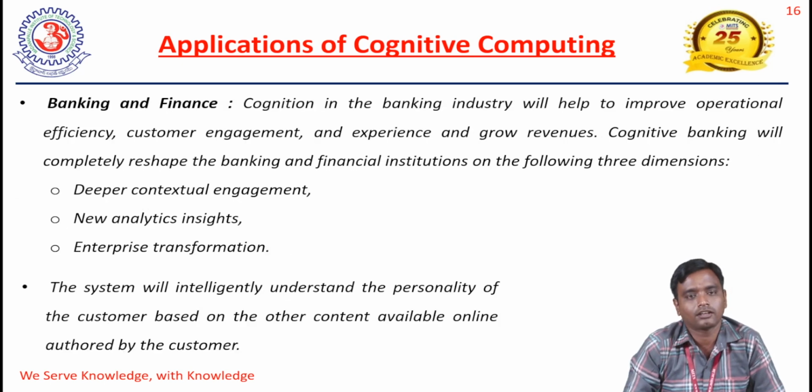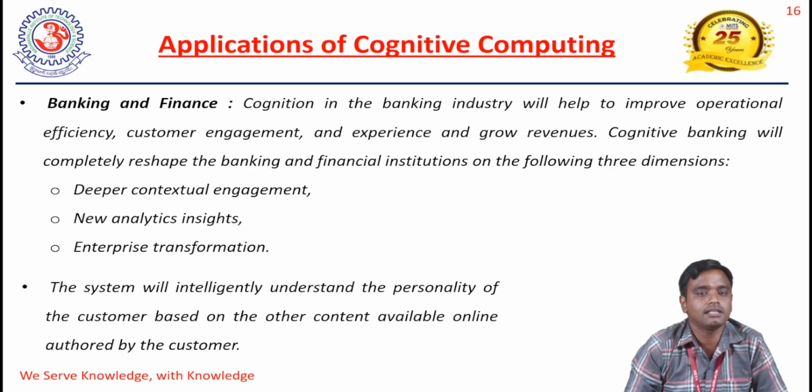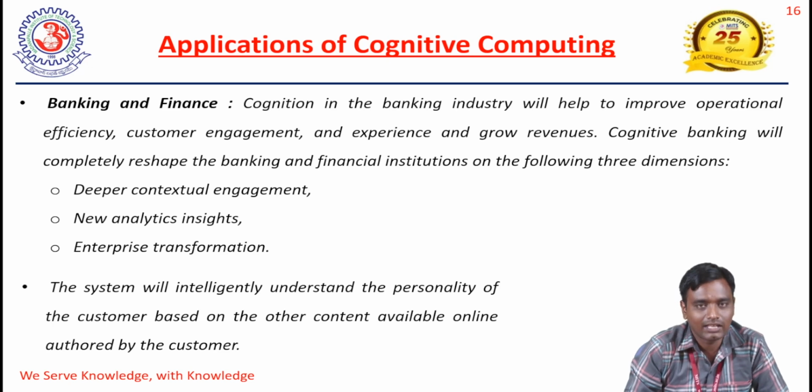And the topic of banking and finance. So cognition in banking industry will help to improve operational efficiency, customer engagement and experience, and also in order to grow and improve its revenues. So cognitive banking will completely reshape the banking and financial institutions on the following three listed dimensions. The first is deeper contextual engagement, next is new analytical insights, and third is enterprise transformation. So this is how banking and finance can be improved with the help of cognitive computing.